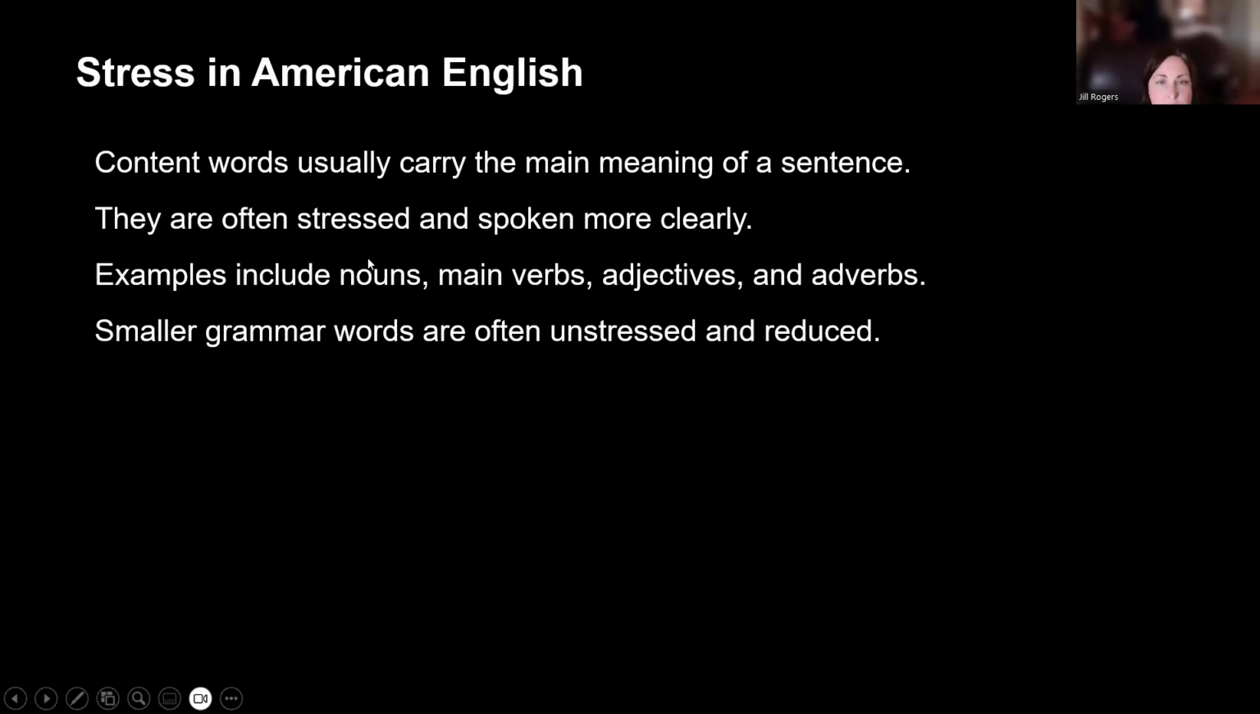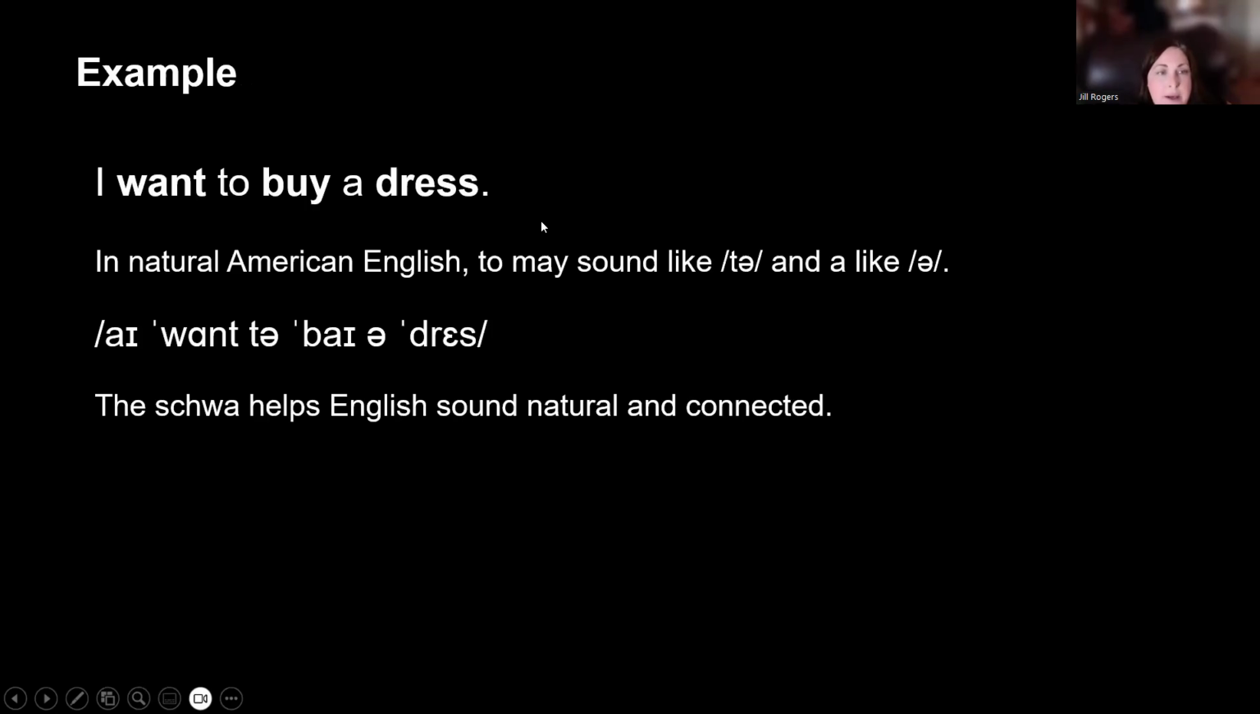Okay, so let's talk about the stress in American English. Content words usually carry the main meaning of a sentence. They are often stressed and spoken more clearly, like nouns, verbs, adjectives, and adverbs. Smaller words are often unstressed and reduced. So, for example, I want to buy a dress.